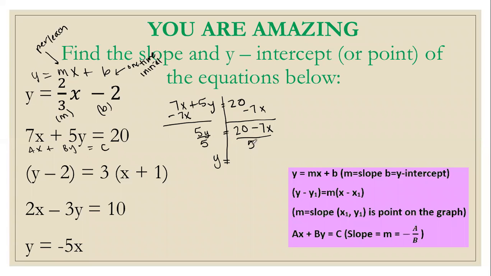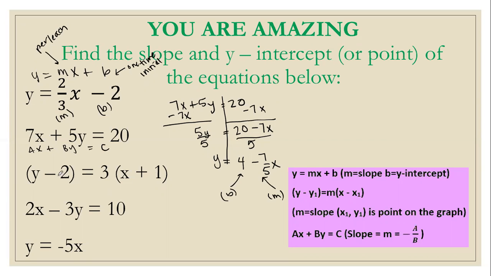So 20 divided by 5 will give us 4. And -7/5 will just give us -7/5x. That can't be reduced. So our y-intercept is 4, and our slope is -7/5. If you don't have anything in your journal reflecting this, like understanding how to get it, I would definitely write these examples down.